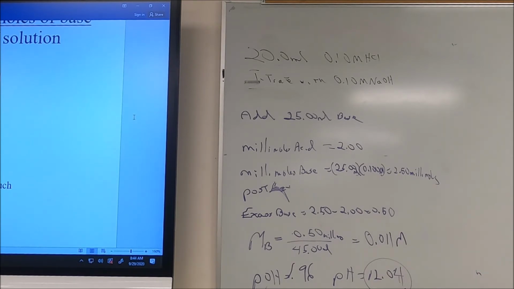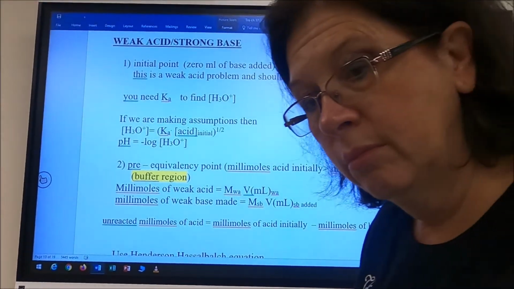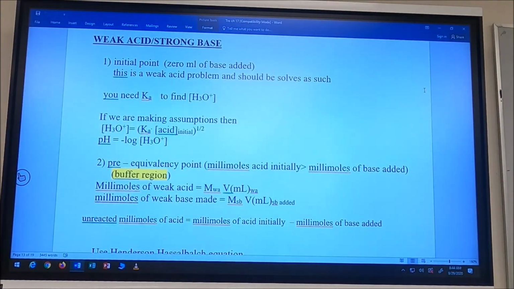Now, let's talk about a weak acid, strong base titration curve. Now again, we've got the initial point, the pre-equivalency point, the equivalency point, and the post-equivalency point. We're going to have a little bit of change to our concentration because we're dealing with a weak acid now instead of a strong acid. So at the initial point, 0 milliliters of base have been added. All we have is a weak acid solution.